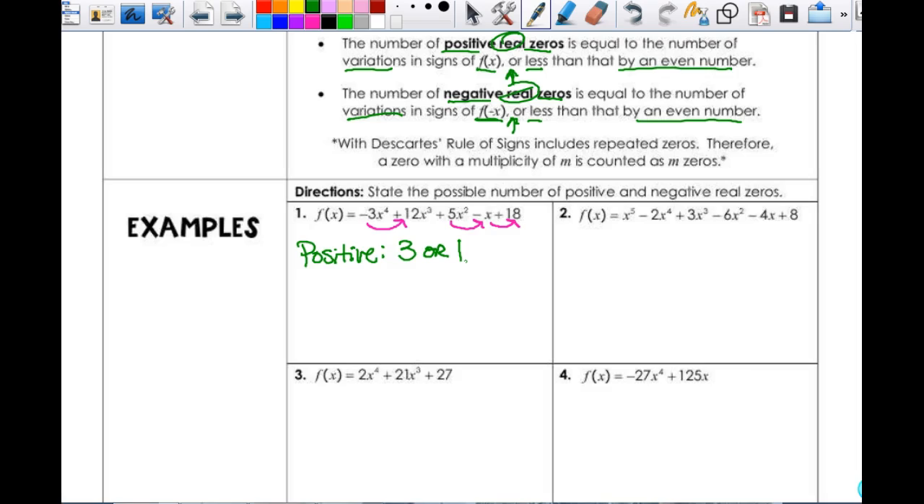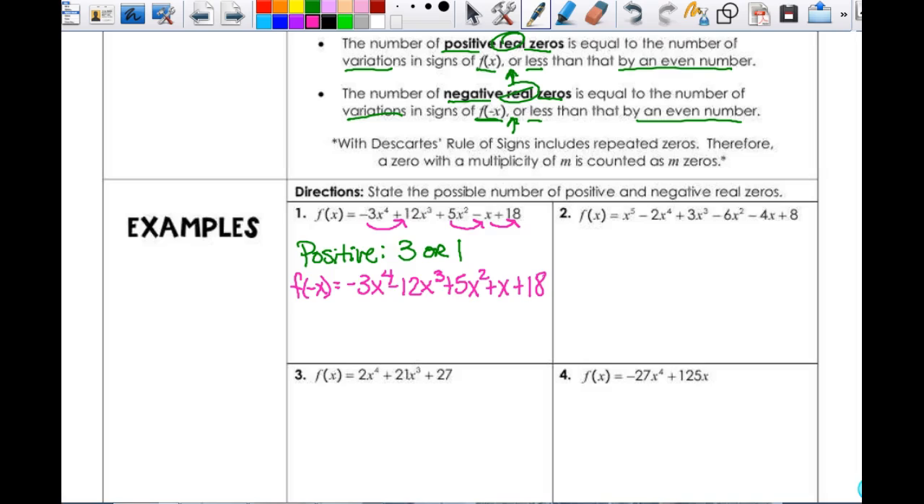So then to figure out my possible negatives, I have to find f of negative x. F of negative x is super easy, so do not make it harder than it is. When I substitute in a negative x, if I have an even exponent, what happens? It's positive, right? If I have an odd exponent, it's negative, right? So even exponent, the sign stays the same. Odd exponent, the sign changes. That's all that's happening here. And your constant would never change.